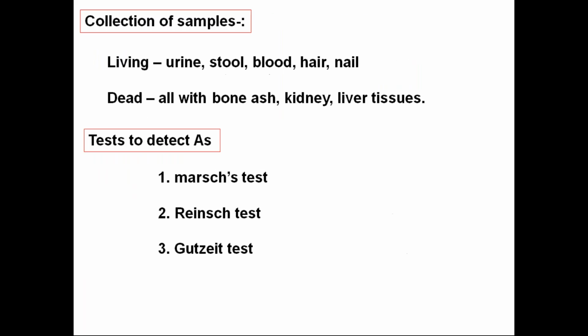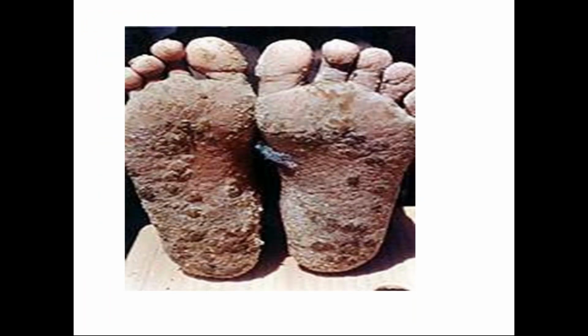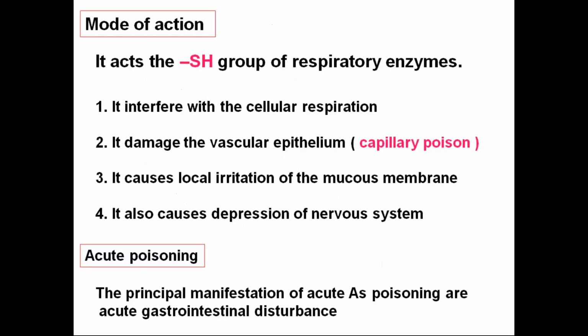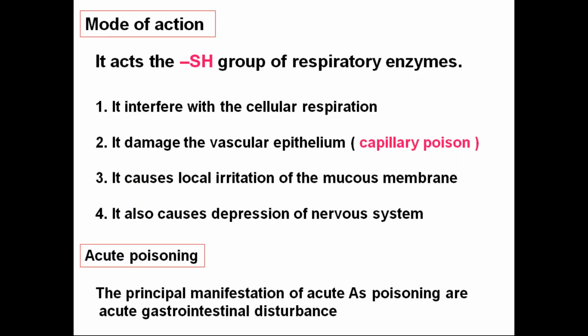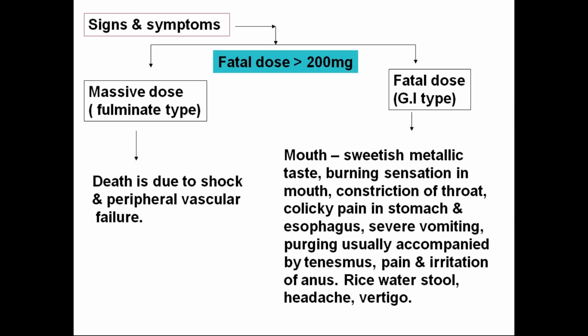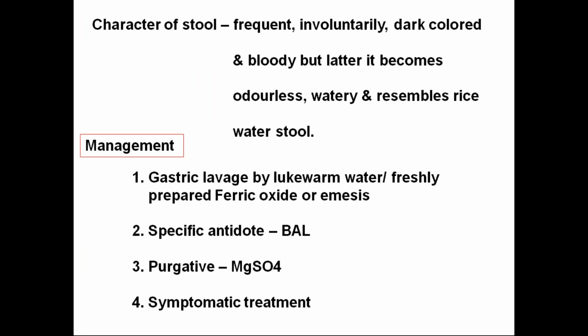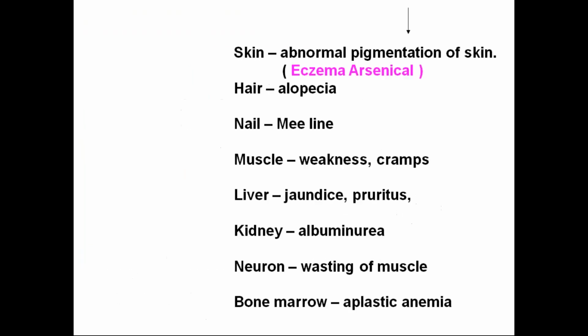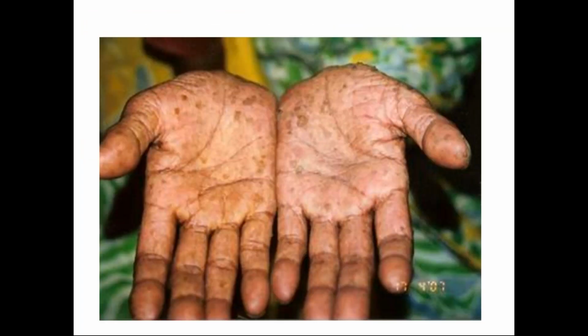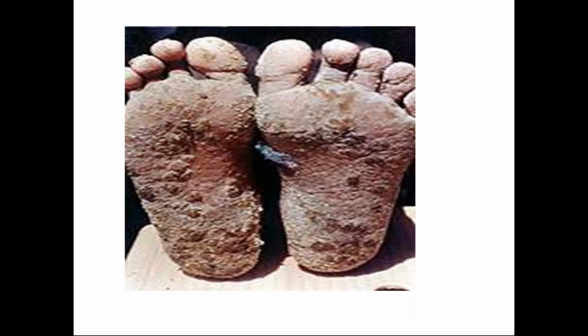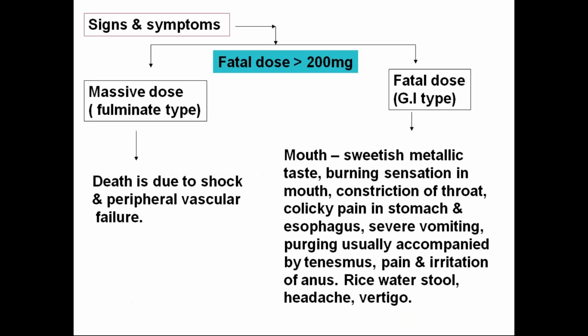So thank you very much. That's all. So arsenic poisoning is very important. We know acute arsenic poisoning and chronic arsenic poisoning, and then the difference between cholera and arsenic, the symptomatology of arsenic poisoning, and the changes that occur in the body. All these things have been asked in examinations.